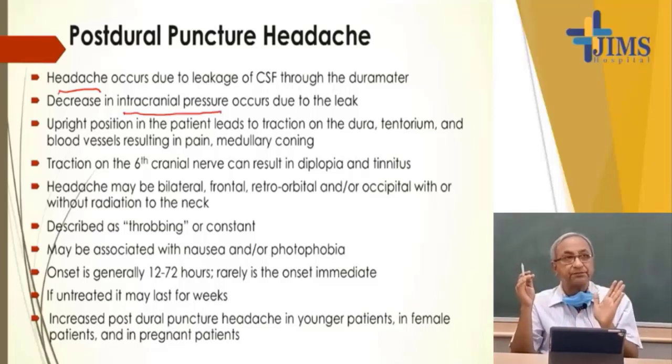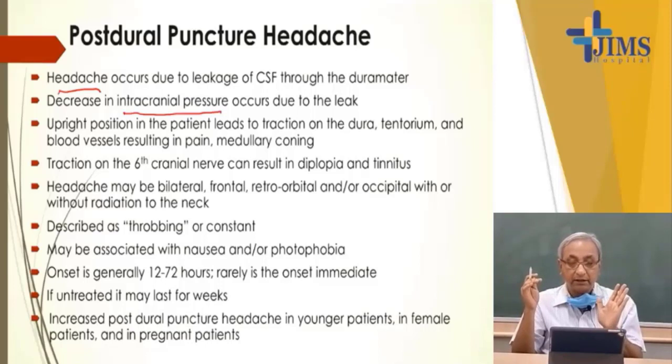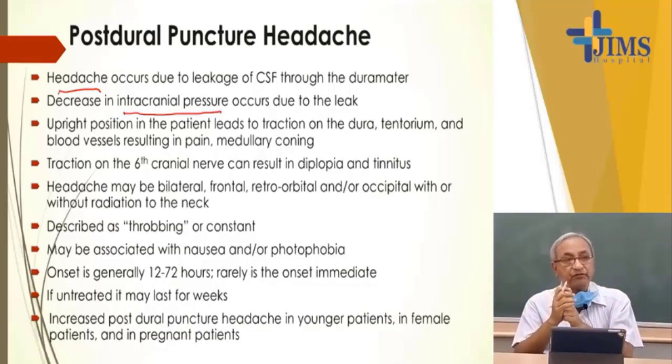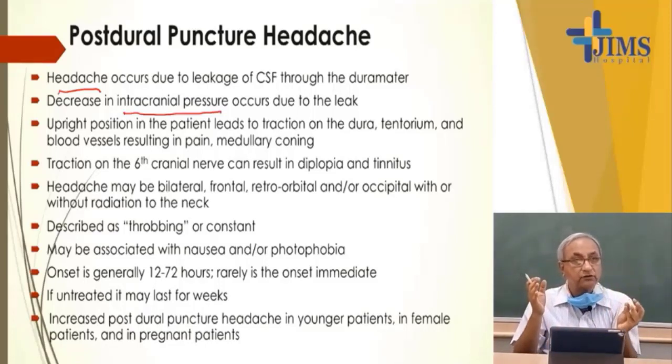When the patient sits upright, there can be a traction of the dura, the tentorium, and the blood vessels, leading to intense pain in the neck and in the head. The worst thing is when the pressure down in the spinal system is less, the medulla can cone through the foramen magnum.